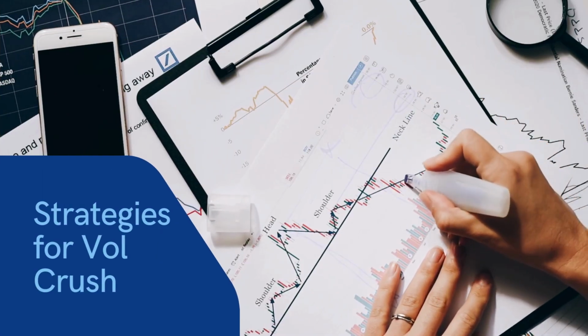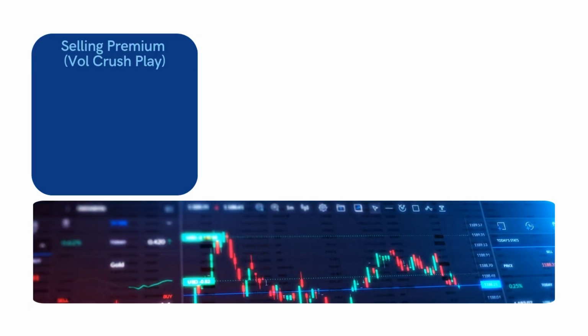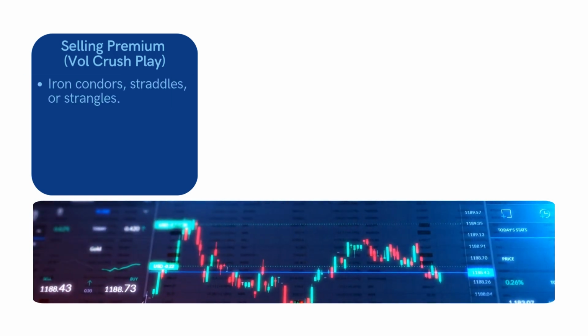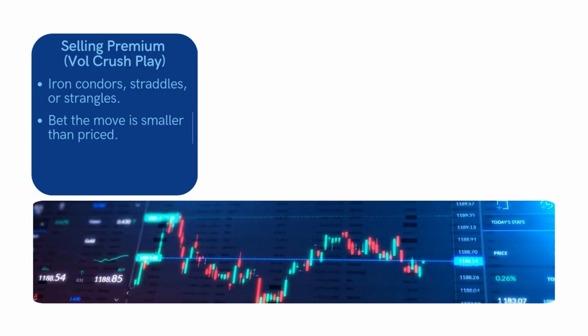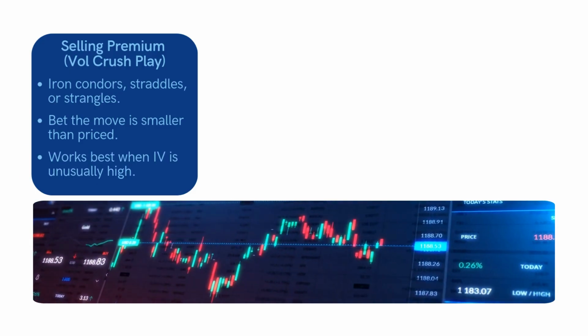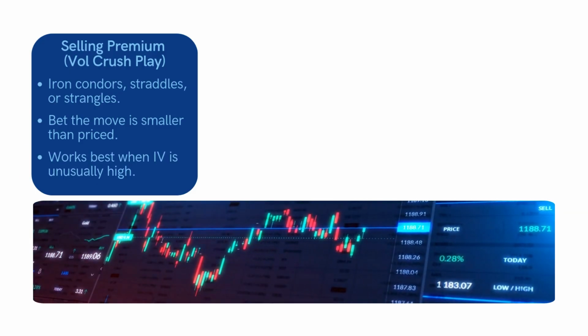Strategies for volatility crush. Once you understand the historical IV pattern, you can pick the right structure. Selling premium, the volatility crush play: iron condors, straddles, or strangles. You're betting the actual move will be smaller than what's priced in. Best when IV is extremely elevated compared to history.